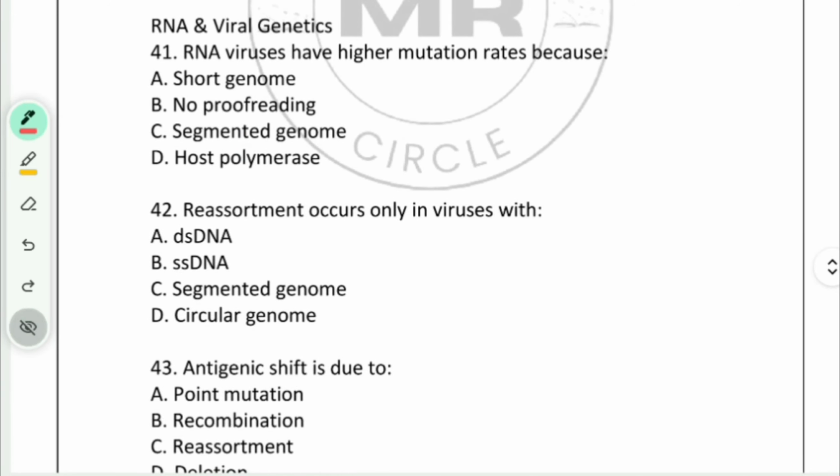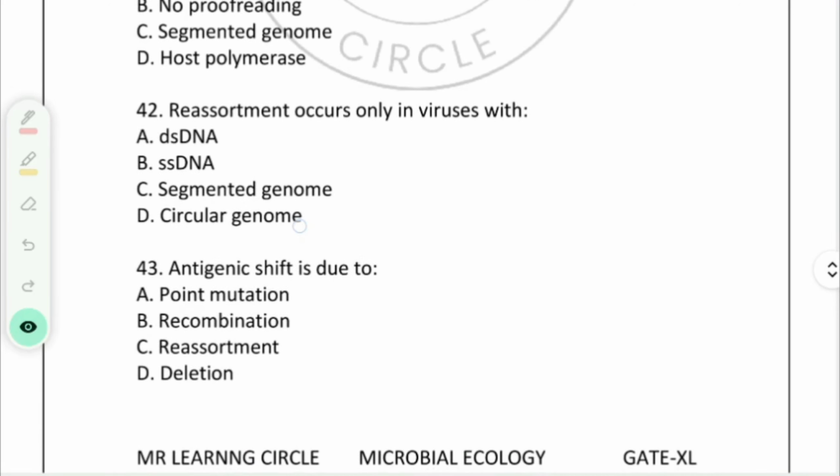Question 41. RNA viruses have higher mutation rates because. Options are A. short genome, B. no proofreading, C. segmented genome, D. host polymerase. So the correct answer for this question is option B, no proofreading.